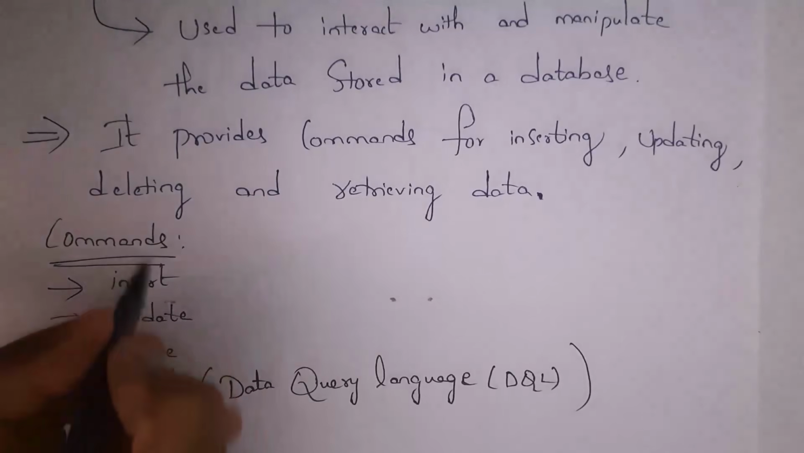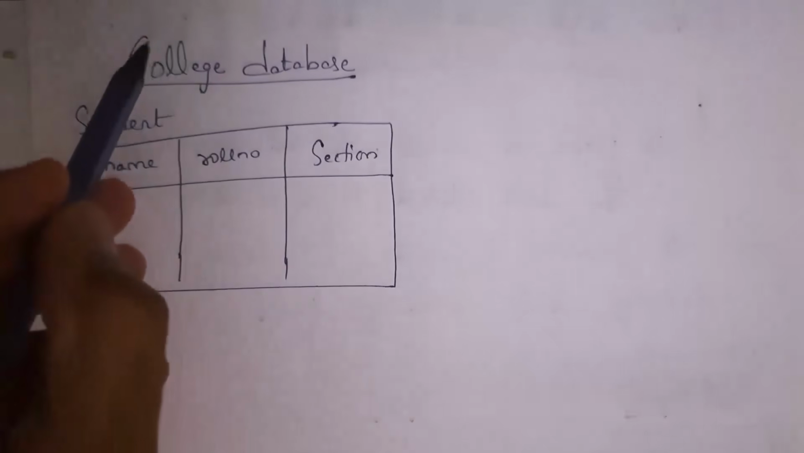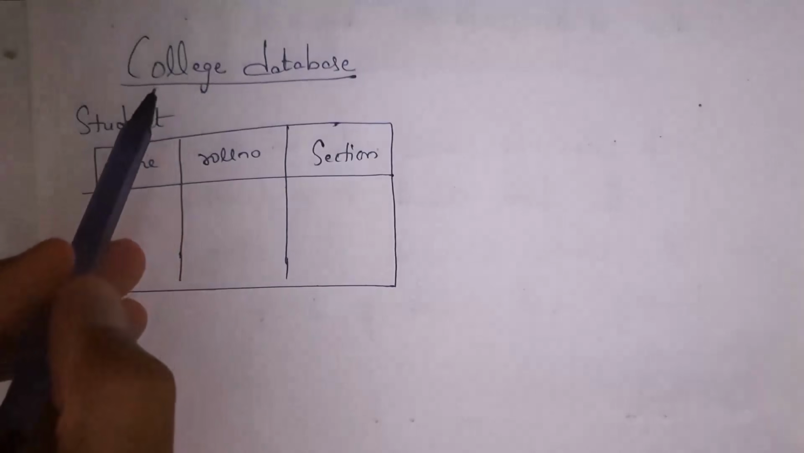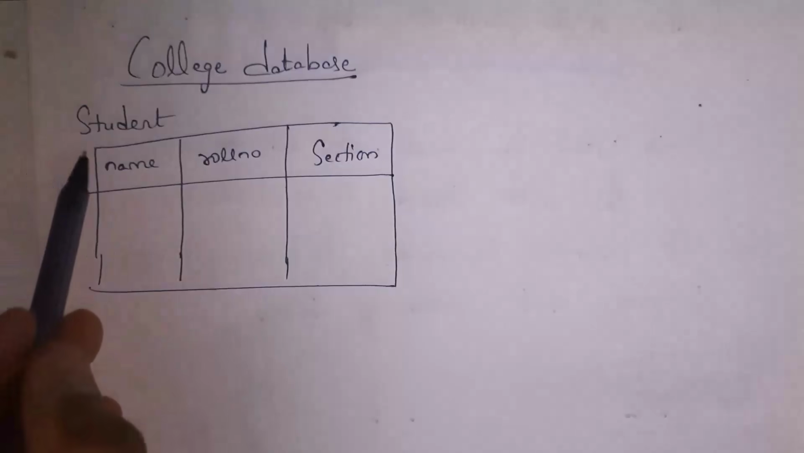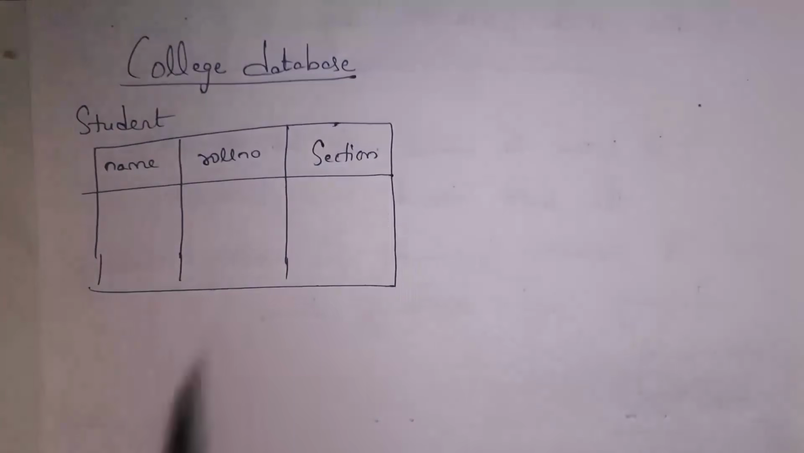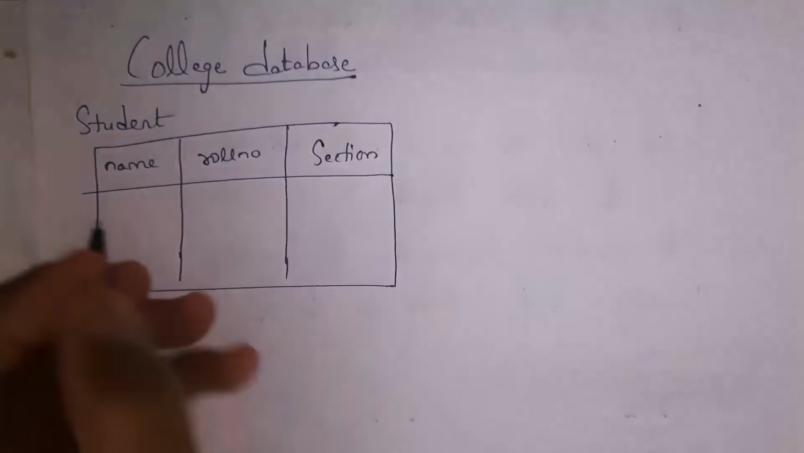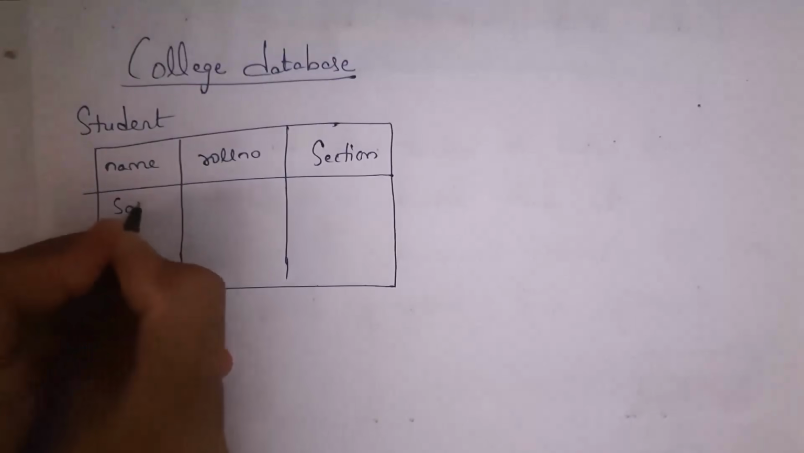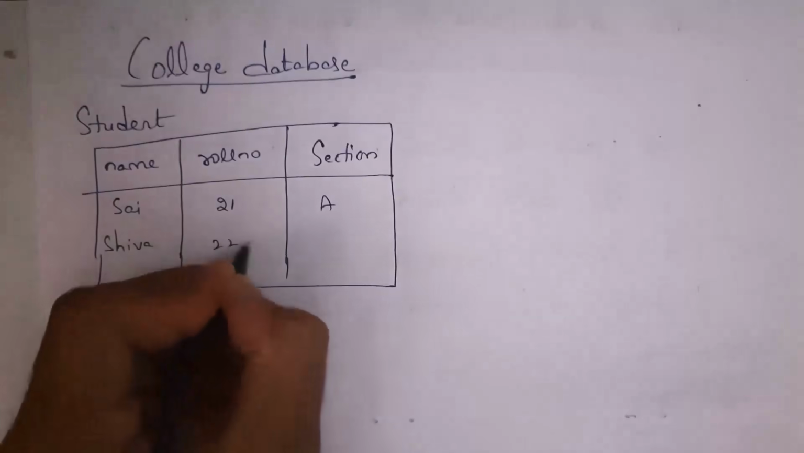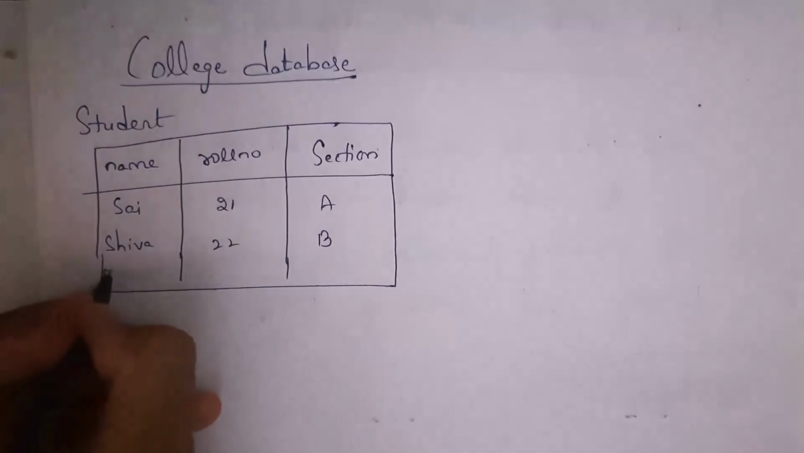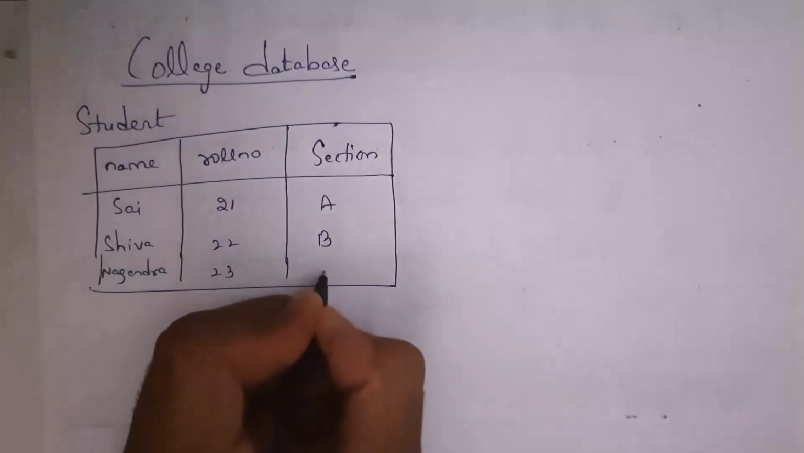At first I will explain what is use of insert command. For example, there is college database. Inside college database there is student table. Student table contains 3 columns. They are name, roll number and section. Now I want to insert data in this table. I want to insert name Sai, roll number 21 and section A, name Shiva, roll number 22, section B, and name Nagendra, roll number 23 and section C.